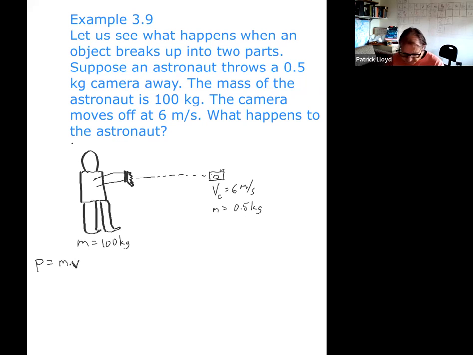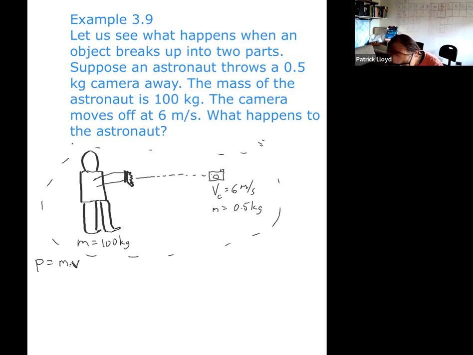mv, mass times speed. The principle of conservation of linear momentum states that whatever the momentum is for these two objects together at the beginning, before the astronaut throws the camera, should be equal to the linear momentum after the astronaut throws the camera. So the system is the astronaut and the camera. There's an event occurring where he's throwing it. The total momentum should be conserved, the same throughout the whole process.